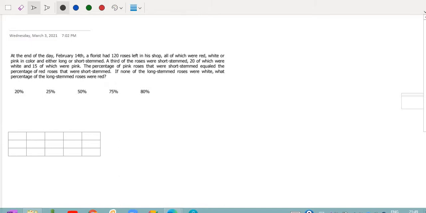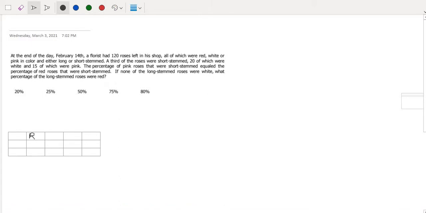There are three colored roses, red, white, and pink, right? They may go on the top in the grid. Yeah, exactly. They will go on the top, and because there is no overlap between them, they are going to be in the same row. So let me write red, white, and pink, and total. And what are the other two categories?